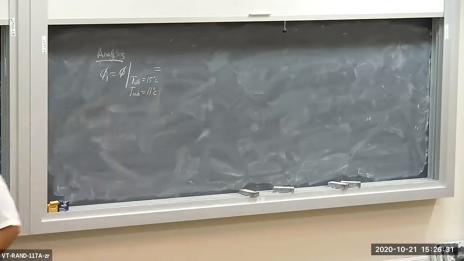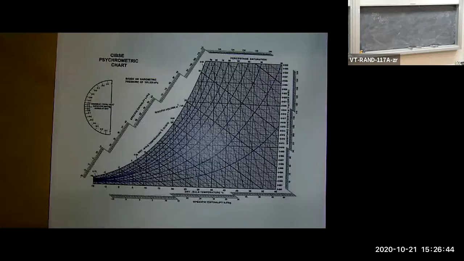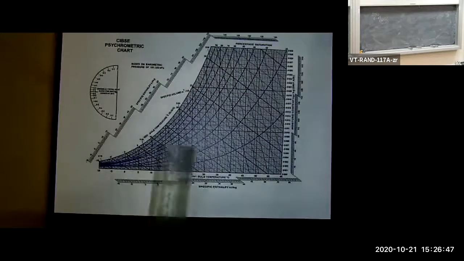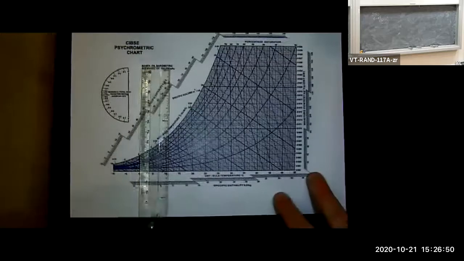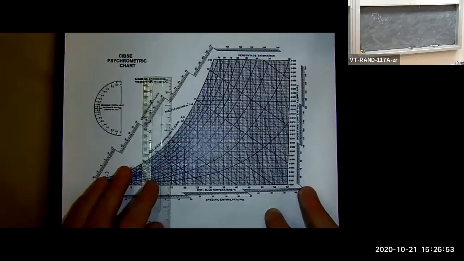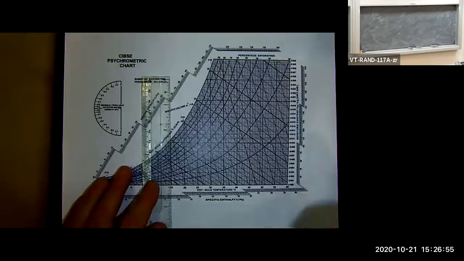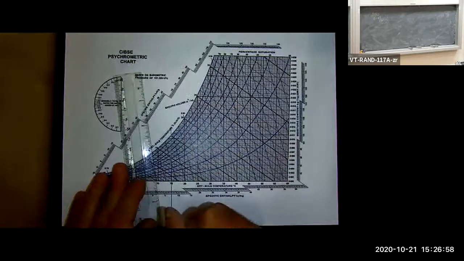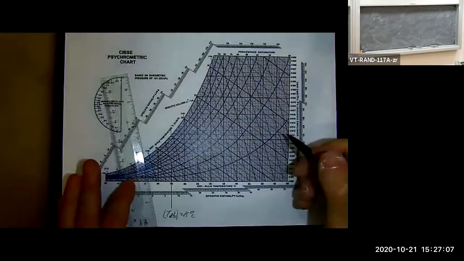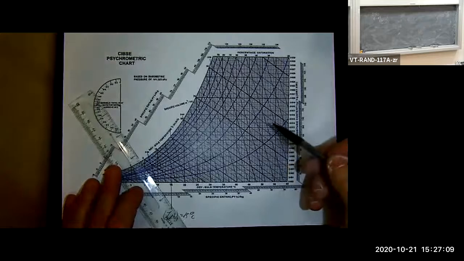Okay, let's go to the psychrometric chart and figure out what our inlet state is. Here's our psychrometric chart. Let me find the dry bulb temperature first, T1. We're at 15 degrees C. T dry bulb at location 1 is 15 degrees C. So there's 15, and the wet bulb temperature is 11 degrees.